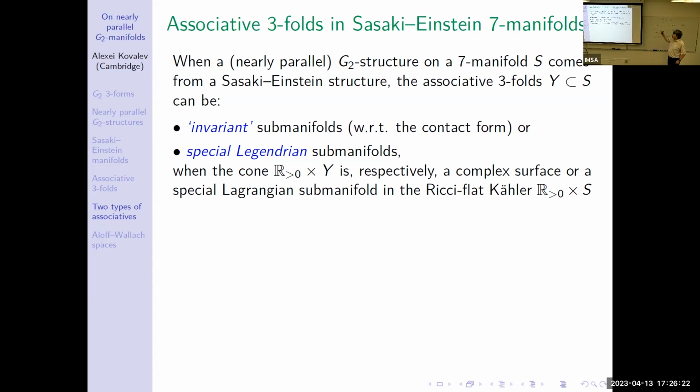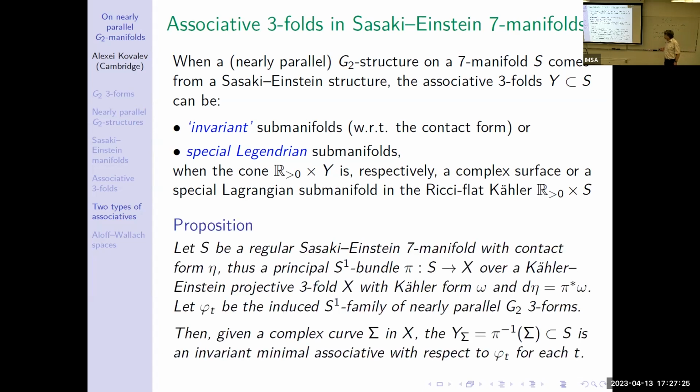So, okay, if the manifold, which is nearly parallel, is Sasaki–Einstein, so that means the cone is Ricci-flat Kähler, then the cone is a complex manifold. Inside complex manifolds, inside Kähler complex manifolds, two special classes are complex surfaces. And since it's a Kähler manifold, it has a symplectic form, so we can talk about Lagrangian submanifolds. Both have real dimension four. Both happen to be calibrated in the eight-dimensional sense. Therefore, their cross sections will be associatives. So they, inside the Sasaki–Einstein manifolds, these are known as invariant submanifolds, if the cone is a complex surface, or special Legendrian submanifolds, if the cone is Lagrangian. Actually, in that case, it will be special Lagrangian, meaning that there is a certain restriction on the Lagrangian angle.